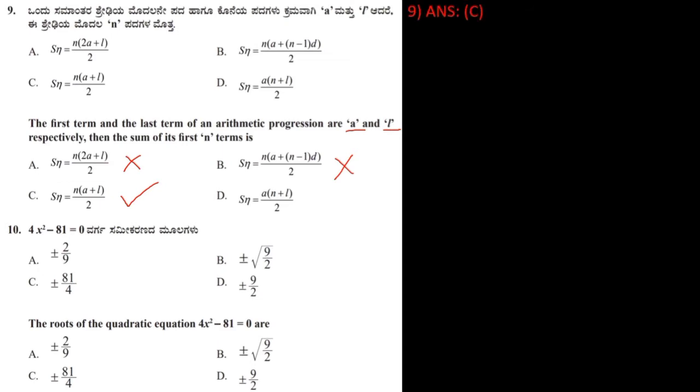You can observe properly. B and C have chances, but in B they did not give the last term and in C they give the last term. Therefore option C is the correct one.